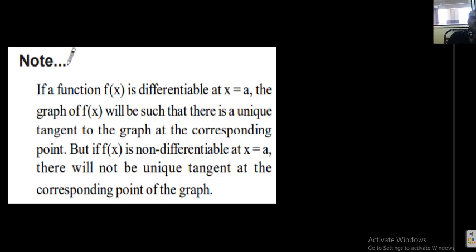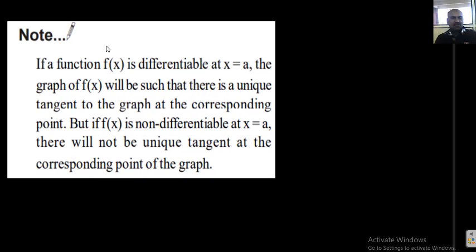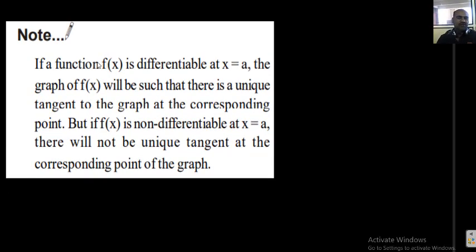I already explained this. Just one thing is given here. If a function f of x is differentiable at x equal to a, the graph of f of x will have a unique tangent to the graph at the corresponding point. But if f of x is not differentiable at x equal to a, there will not be a unique tangent at the corresponding point of the graph. I clearly explained this.